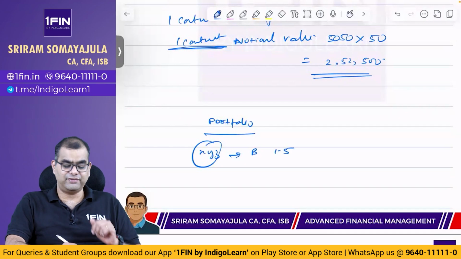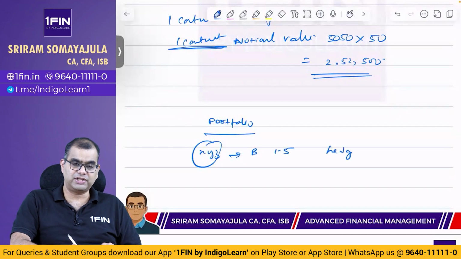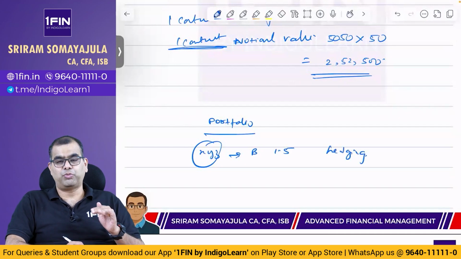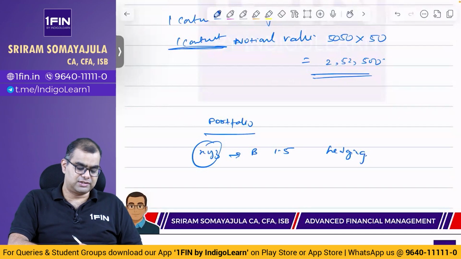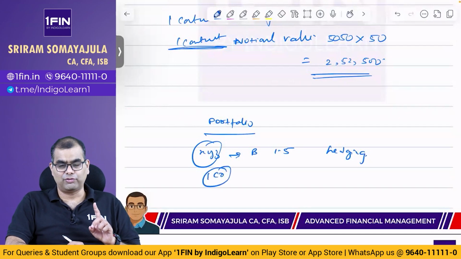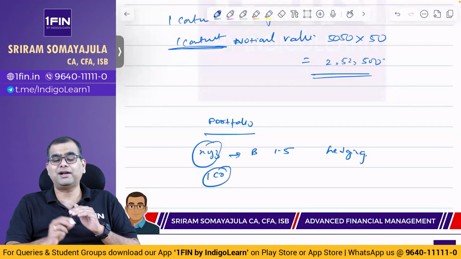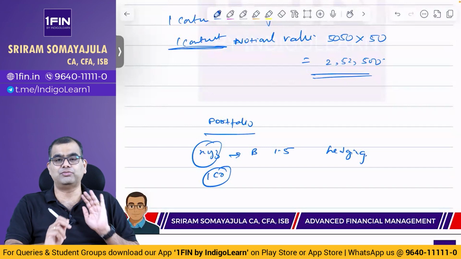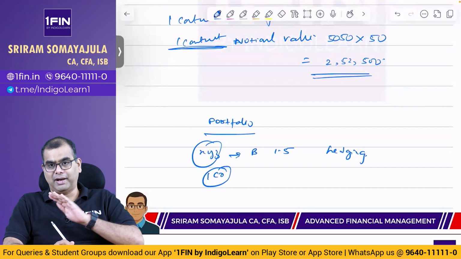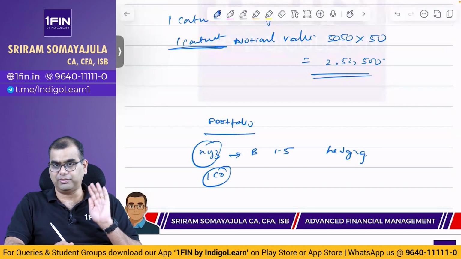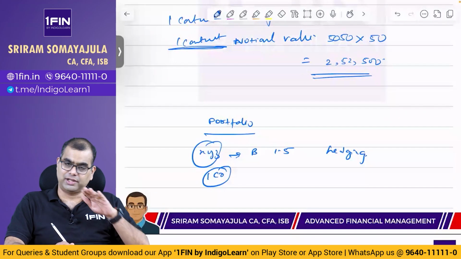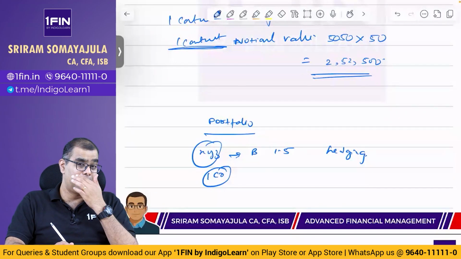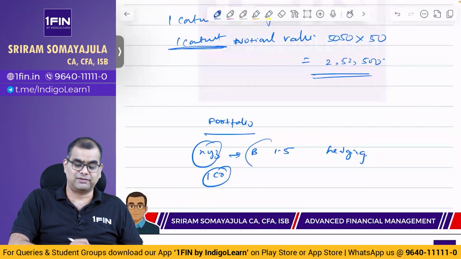Now, when we say we are hedging, the meaning is that this portfolio's value, let's say, is 1 crore. In the 1 crore portfolio value, no matter what happens to the market, this value should be 1 crore. So if the market goes up, even then this should be 1 crore. If the market goes down, then also this should be 1 crore. What does that mean? If this has a beta of 1.5.